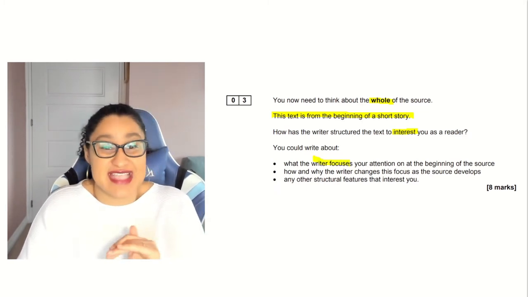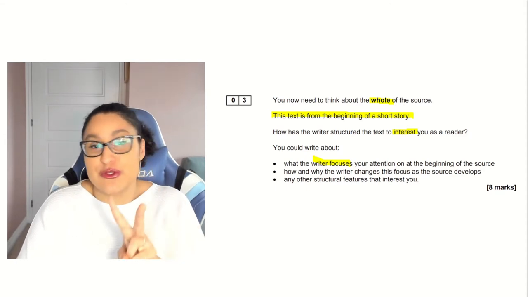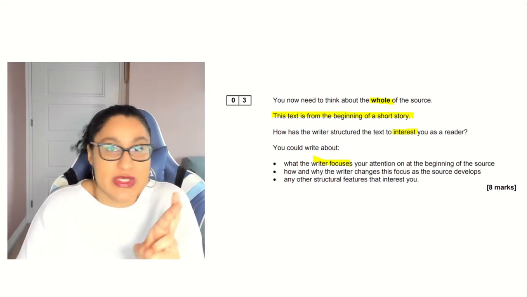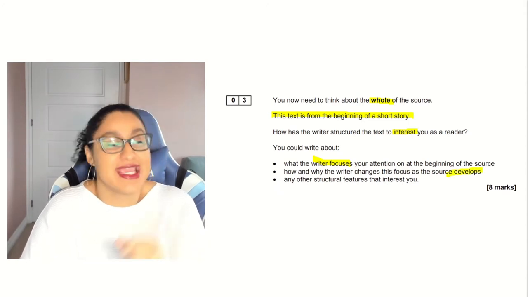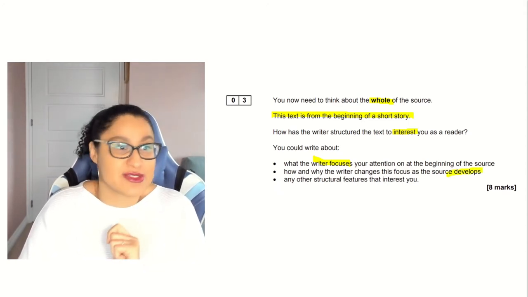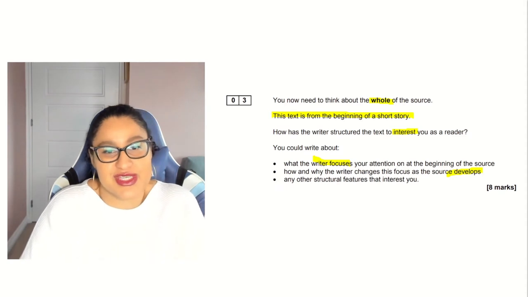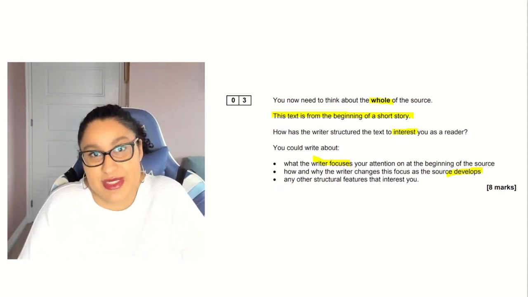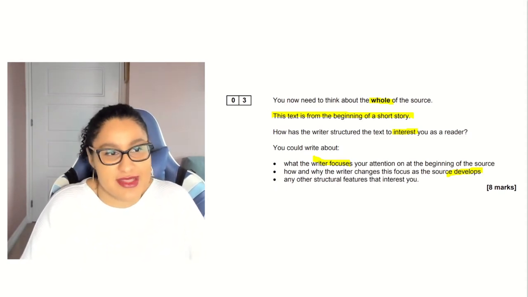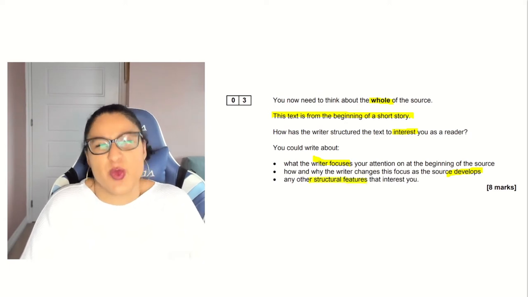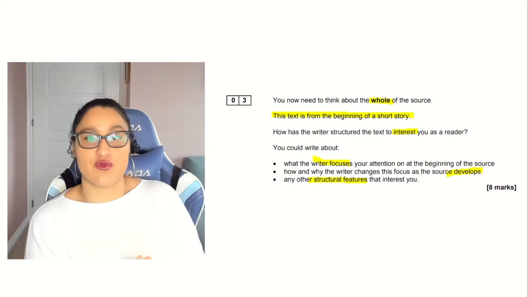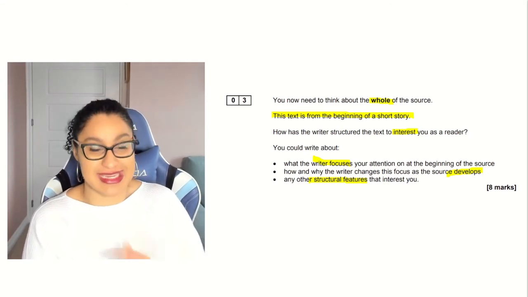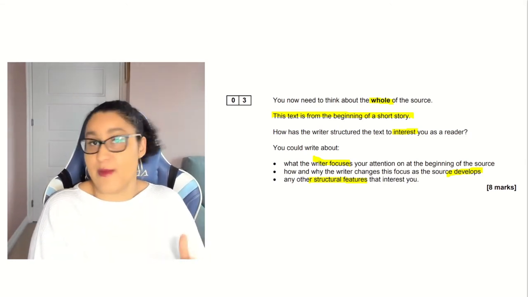Writer's focus is everything. It's one of two techniques that should always be talked about and are the key to this question. Talking about how it develops is the key to getting full marks in this question. Any other structural features that interest you? There's sometimes going to be other structural features, and in our practice question, we're going to look at some of those. So this is the basic outline of what question 3 looks like and will always look like in paper 1.